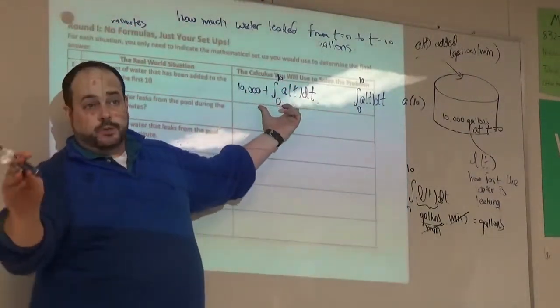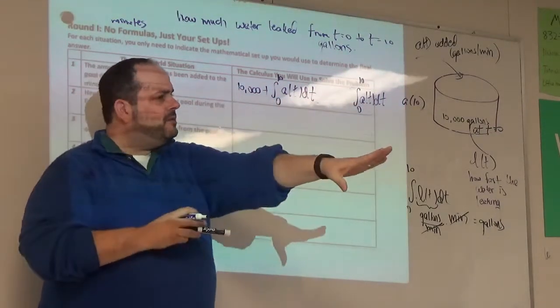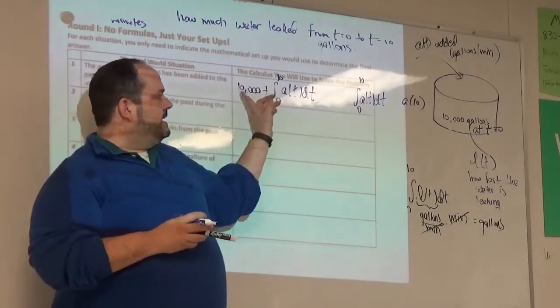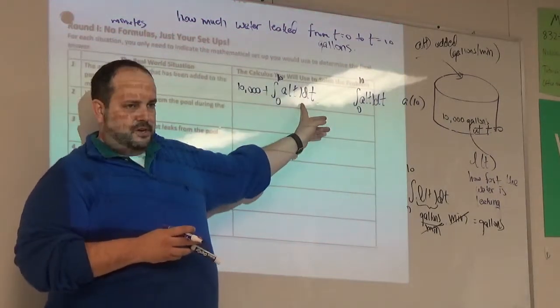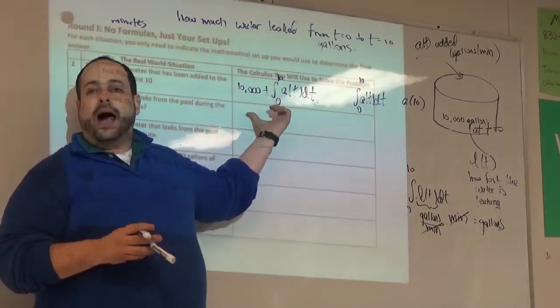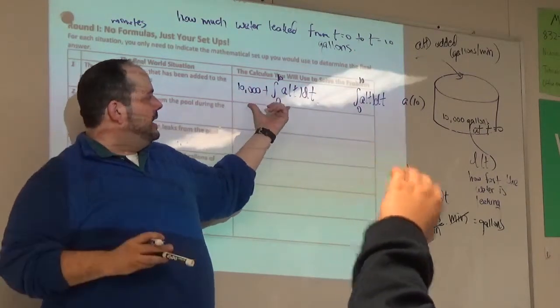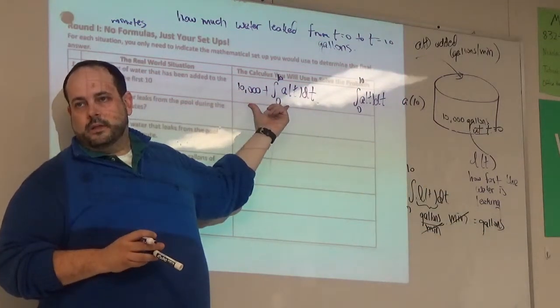How many of you guys would go with the first one? Nobody. Thank you for being honest about that. So you were thinking 10,000 plus the definite integral from 0 to 10 A(t) dt. Somebody explain, why not this one? Fabricio, why not this one? Because he's not asking for the total amount.